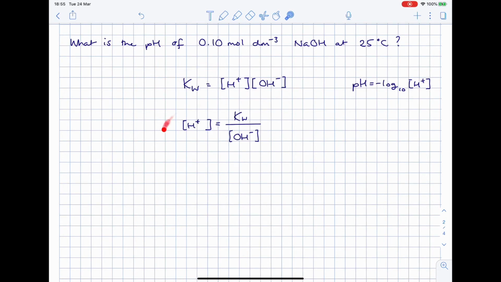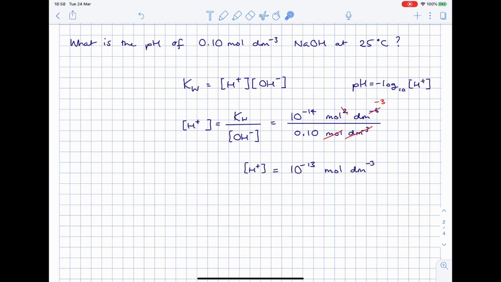So rearranging this, we get this. Since we know the value of Kw at 25 degrees C, as it is always 10 to the minus 14 moles squared decimeters cubed minus 6, and we know the concentration of the hydroxide ions to be the same as the concentration of the alkali, because a strong alkali fully ionizes, we can put the numbers in and put the units in. We get this value, which is 10 to the minus 13 moles per decimeter cubed for the H+ concentration. So all we're going to do is substitute this into here, and we get a pH value of 13.